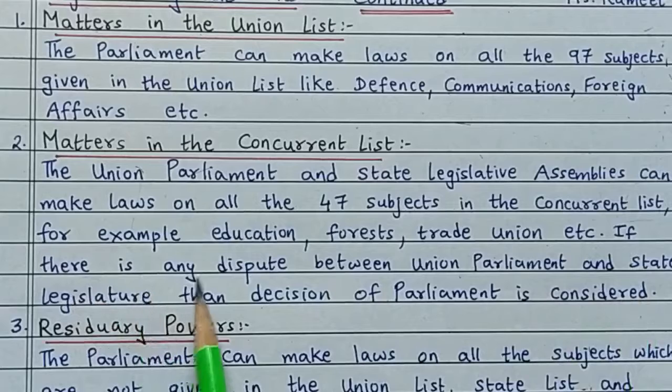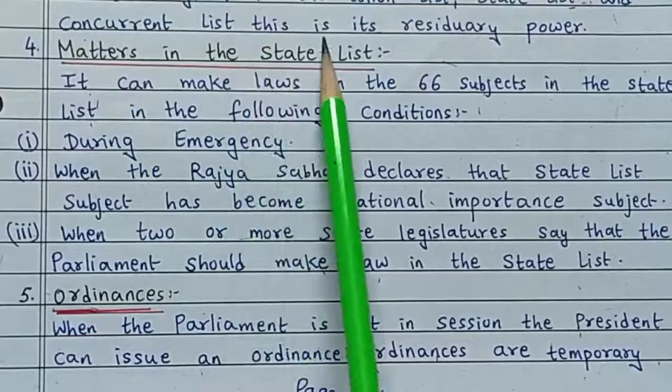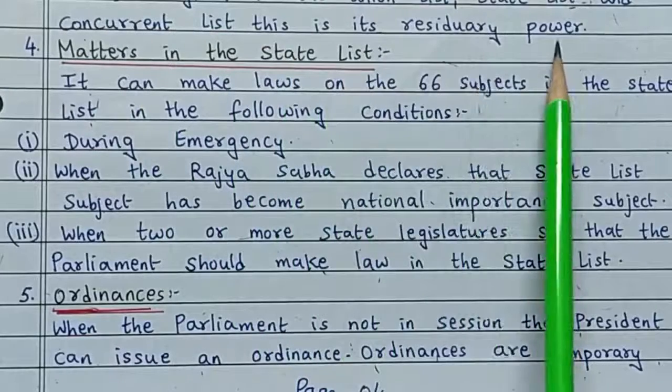If there is any dispute between Union Parliament and state legislature, then the decision of Parliament is considered. Number 3. Residuary powers. The Parliament can make laws on all the subjects which are not given in the Union list, state list and concurrent list. This is its residuary power.